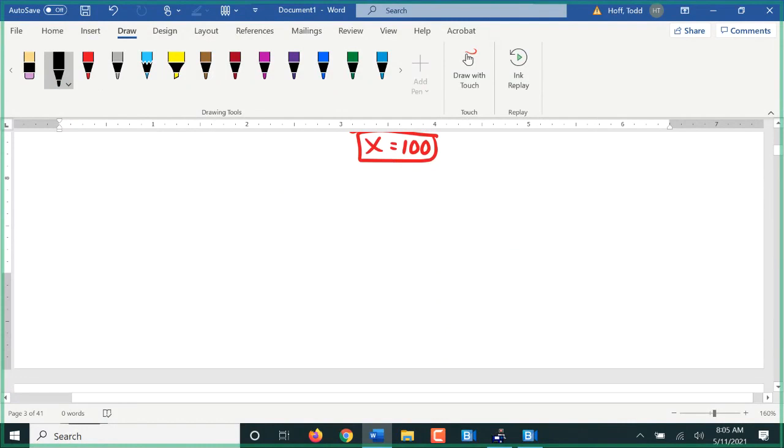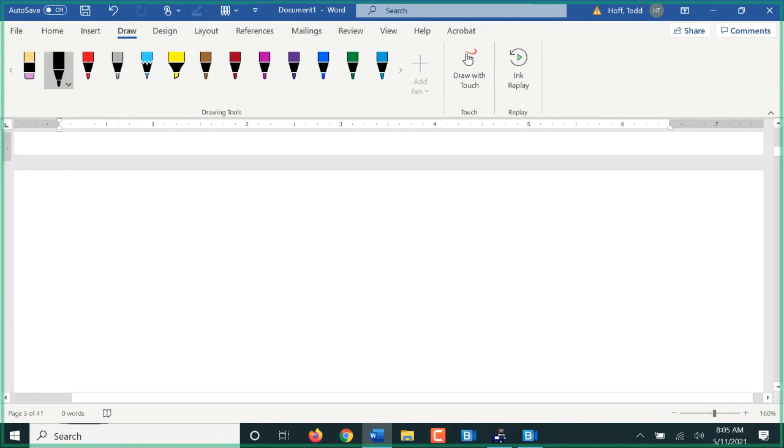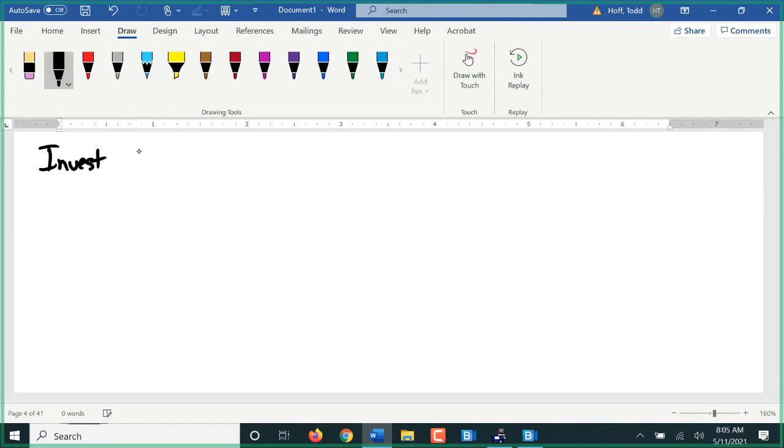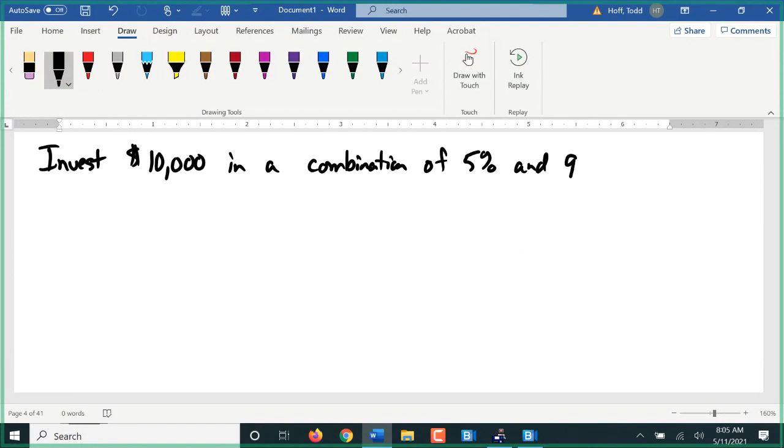Now, there are some other types of mixing problems that we can do. I've stuck with those percent solution problems because that's what you guys needed for the coolant. But there are some other ones out there, like, for example, we're going to invest $10,000 in a combination of 5% and 9% accounts.